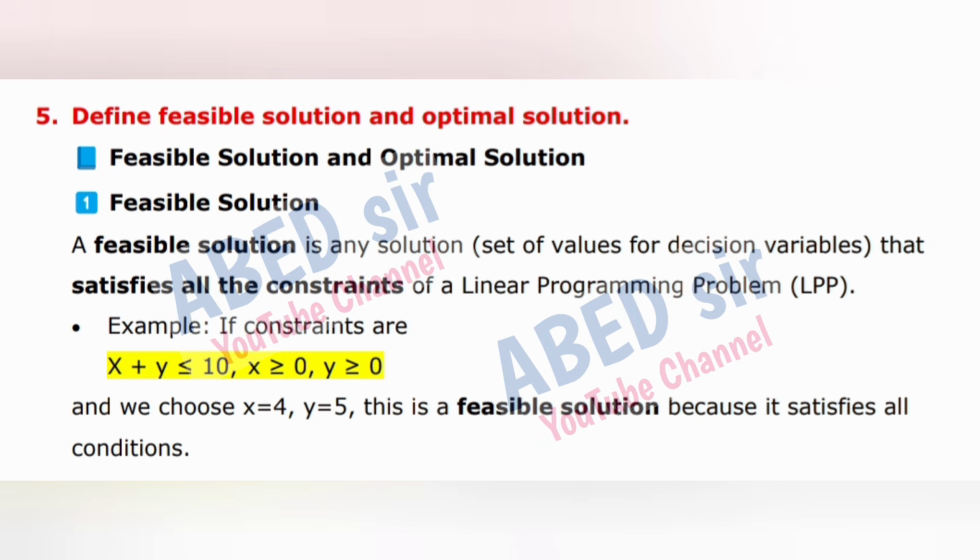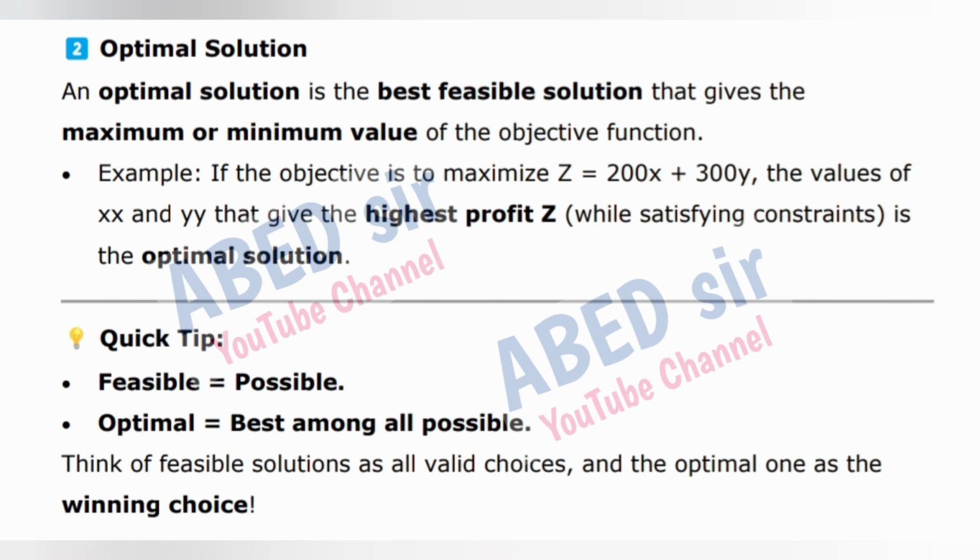Feasible solution and optimal solution. Feasible solution. A feasible solution is any solution, a set of values for decision variables, that satisfies all the constraints of a linear programming problem, LPP. Example: if constraints are x + y ≤ 10, x ≥ 0, y ≥ 0, and we choose x = 4, y = 5, this is a feasible solution because it satisfies all conditions.